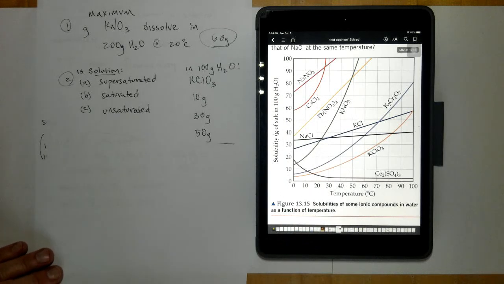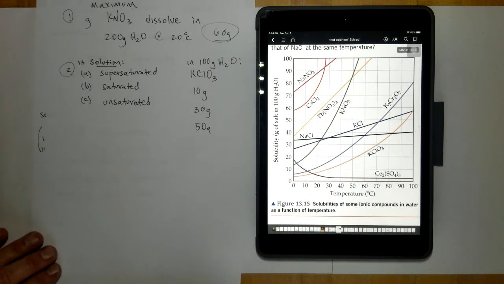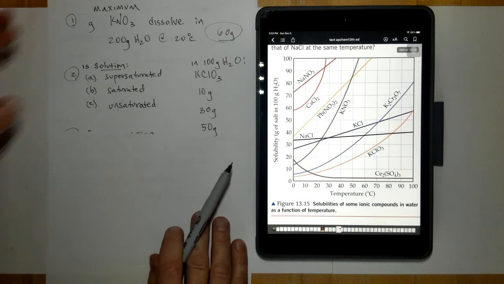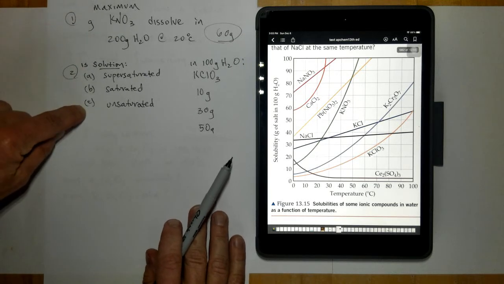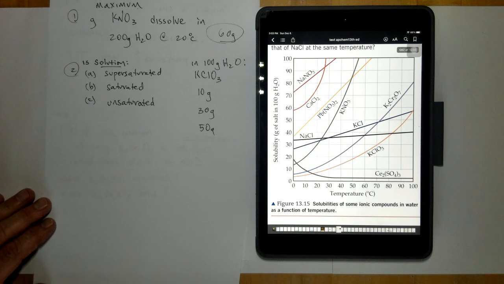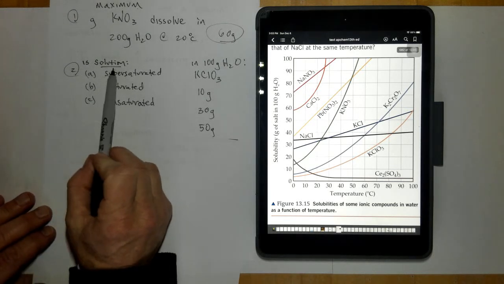Second question is kind of multiple choice, and so I'll go through the answers first. The answers would be supersaturated, saturated, or unsaturated, okay? And it wants to know, what is the solution?